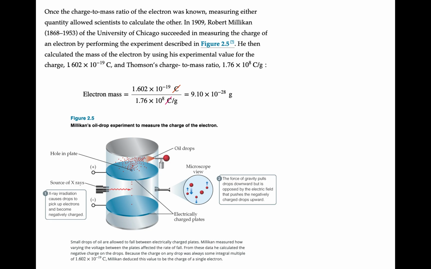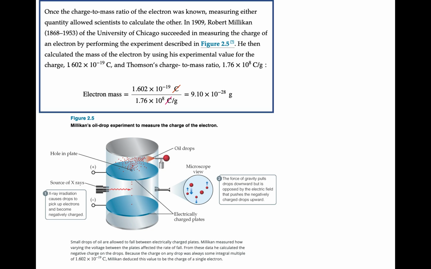The electron is also being investigated by Millikan within his oil drop experiment. Within this one, he is now not calculating a charge to mass ratio. Instead, he's measuring the charge of the electron itself. And once you know the charge of the electron, you can then go back to the charge to mass ratio and also determine its mass.